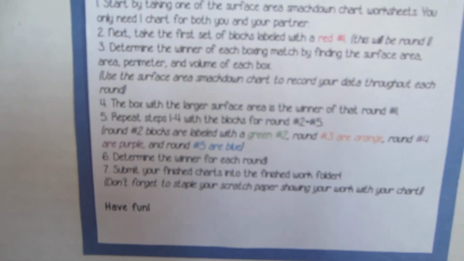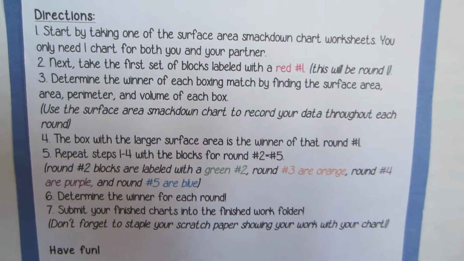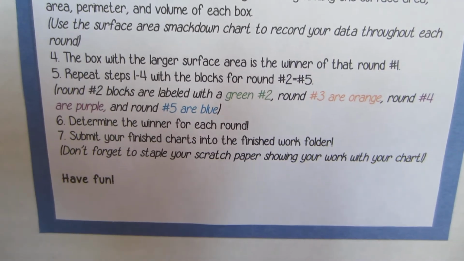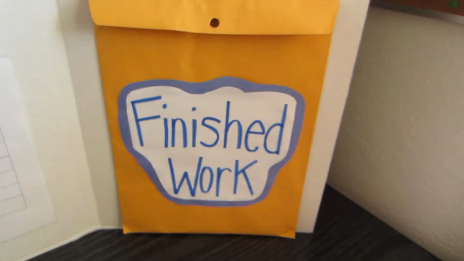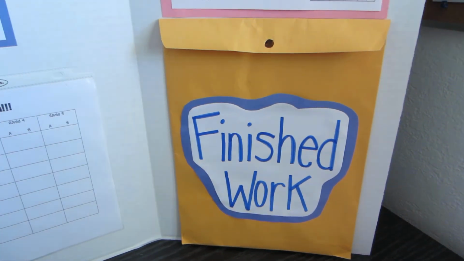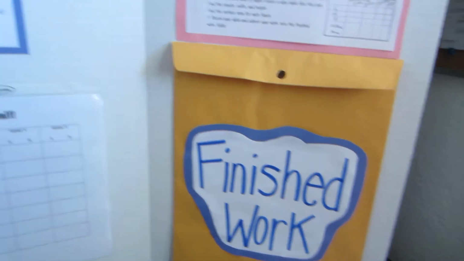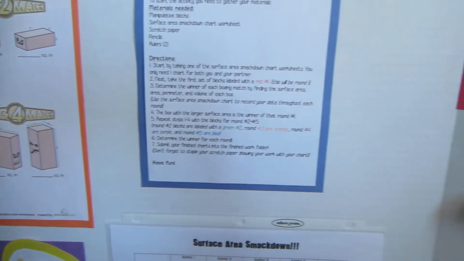So the rest of the directions just say continue, repeat the steps. I color-coded which round is which color, and submit the work when they're finished into the finished work folder. This finished work folder is how I will be grading the students' work at this learning center so that I know how the students are doing, how they're learning, what I can help them on in the future.